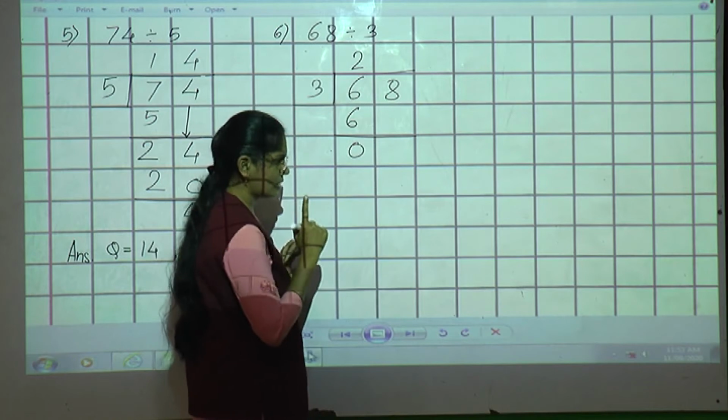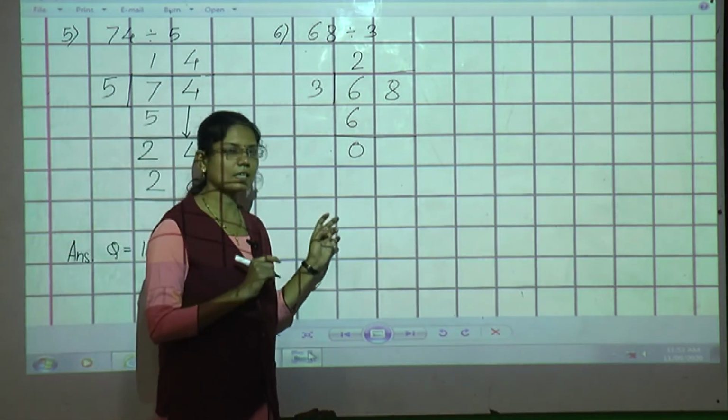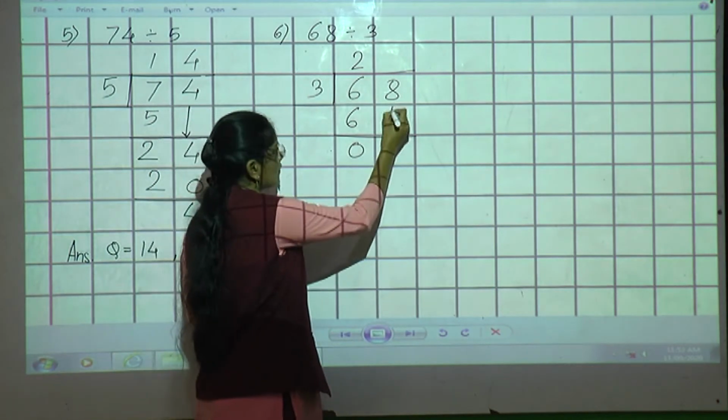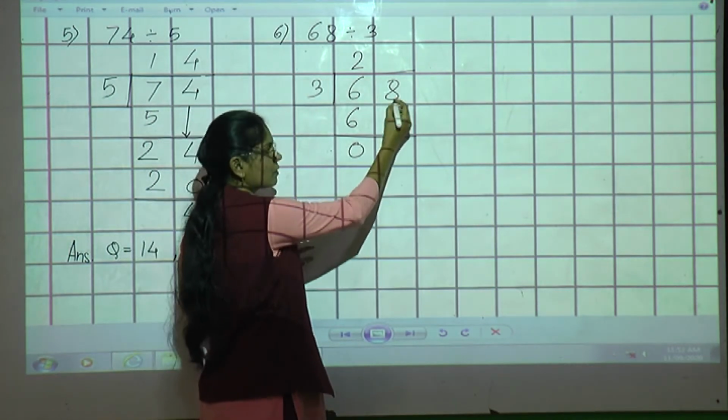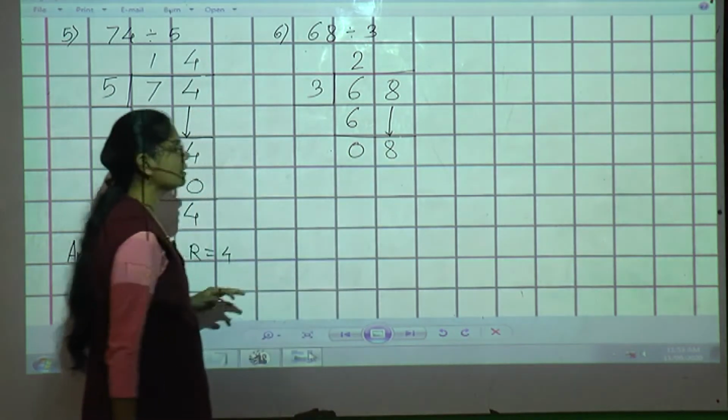Now this is the first step. The first step is over. Now we'll move to the next step. What is the next step? In the next step, whatever number is there at the ones place, that number we will take down. So here 8 is there, so we will take 8 down.